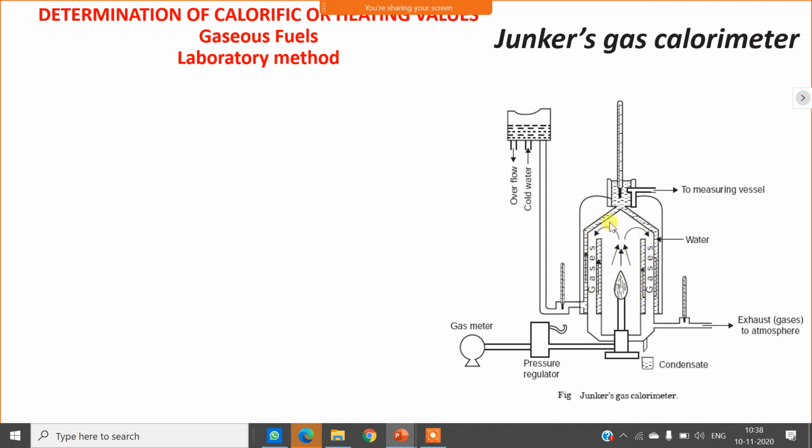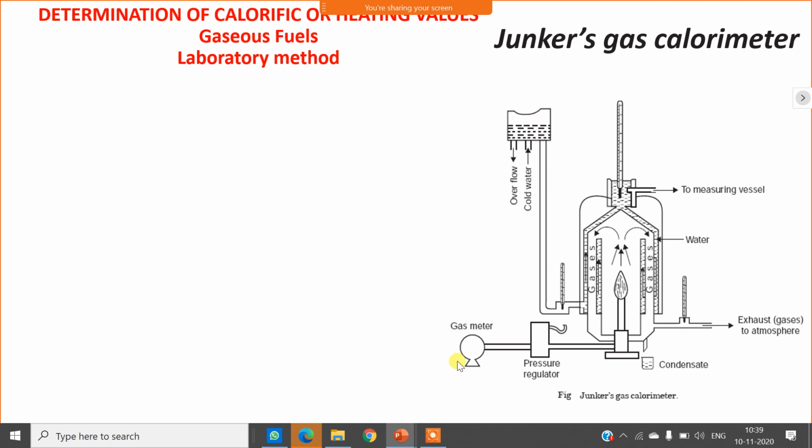It moves in the upward direction, then in the downward direction, while circulating the flue gas inside the Junker's gas calorimeter. The heat of the gas is absorbed by the water, just similar to the bomb calorimeter, and this absorption of heat by the water is used to calculate the calorific value of gas fuel.